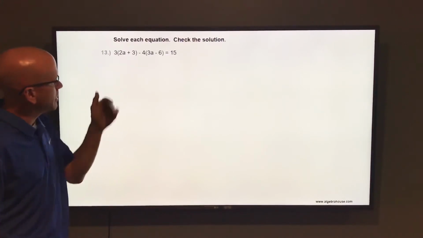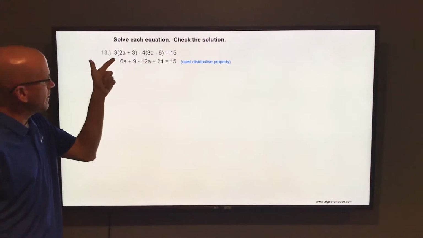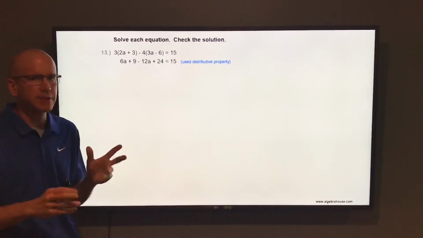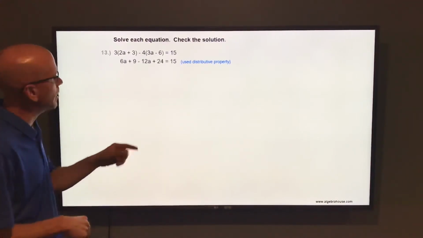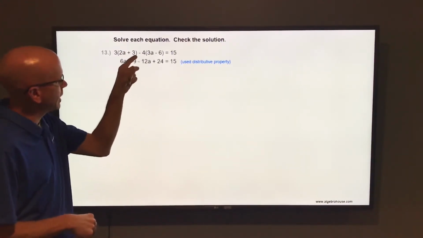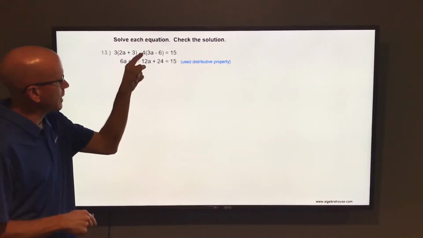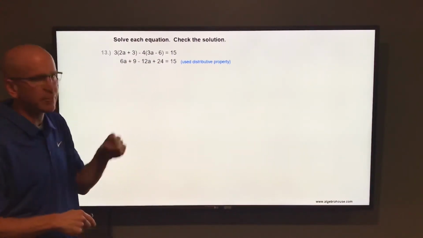We're going to use the distributive property with that 3 out front. 3 times 2a is 6a, and 3 times 3 is 9. Now the second set of parentheses, that's what you need to be careful about because of that negative 4. That 4 is taken as negative, so you have to take negative 4 times 3a, that is negative 12a, and negative 4 times negative 6 is positive 24.